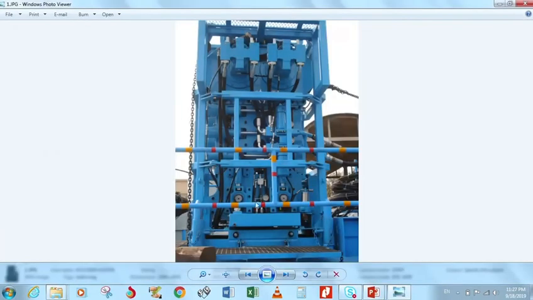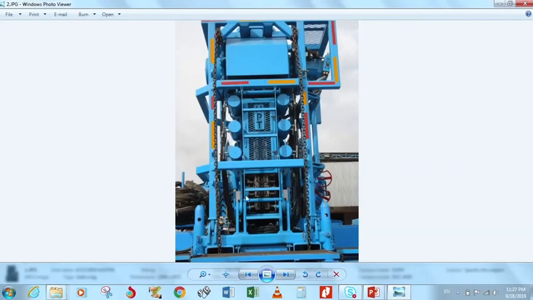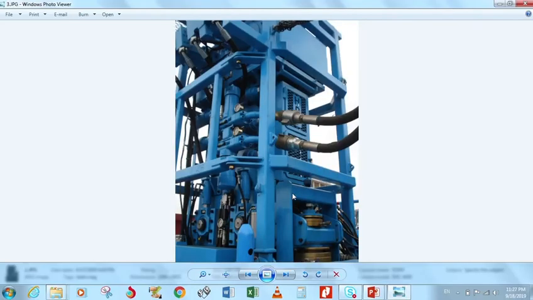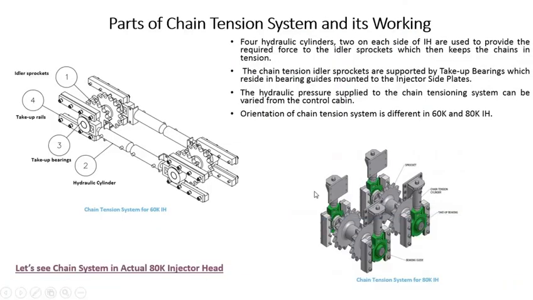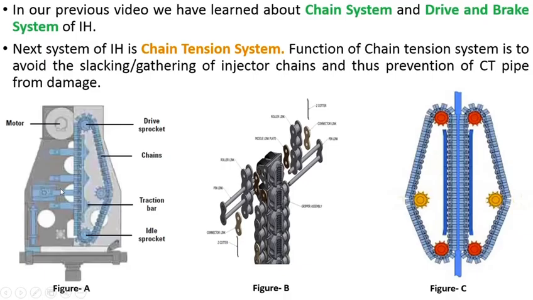Here we can see that these are the two sprockets and these are the two hydraulic cylinders which are used to push these two sprockets. Here is another view. We can see two sprockets on this side and two sprockets on the other side of the injector head. It is also another view. We can see these are the two sprockets and these are the two cylinders. It is the 80K injector head. In the 60K injector head, as we already saw in the previous diagrams in this presentation, it is in a horizontal position.